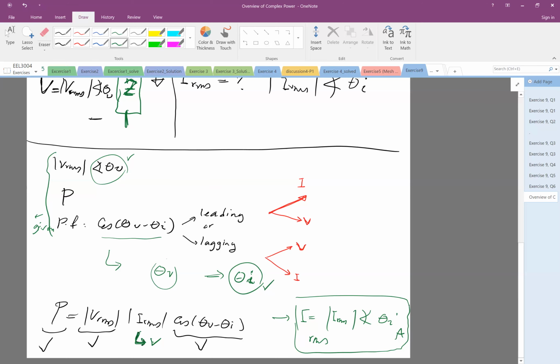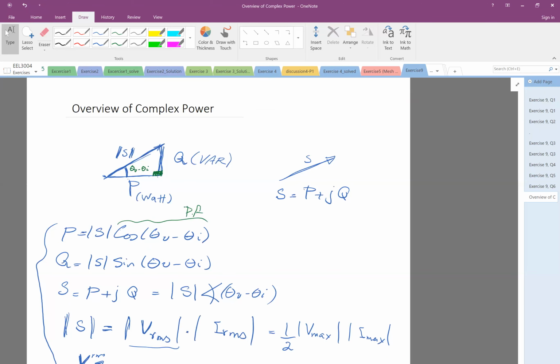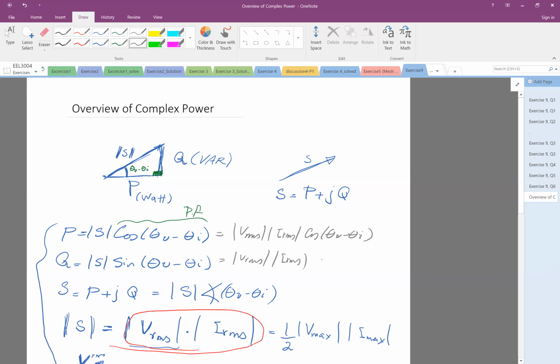Okay. So therefore, maybe it would be good to add here also that in this formula, this magnitude of S, as I mentioned here, is magnitude of V times magnitude of I. So therefore, we can also add here that P is equal to magnitude of V RMS times magnitude of I RMS times the cosine of theta V minus theta I. The same with V RMS I RMS times sine.